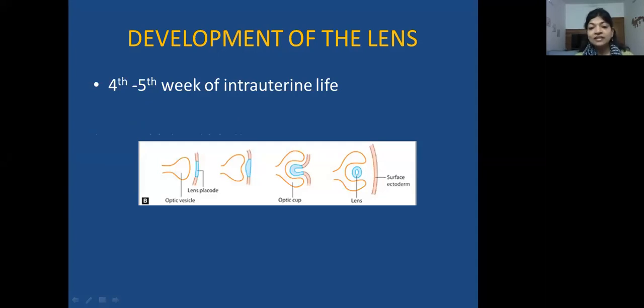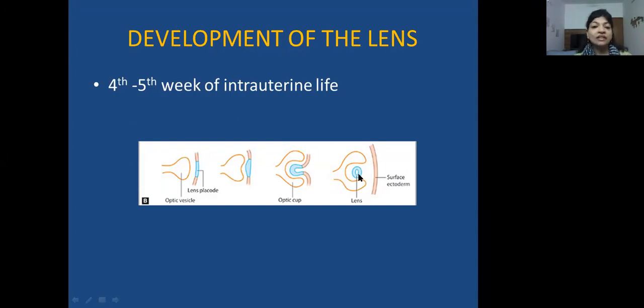And then next, coming to the development of the lens. So how does the lens develop? When the optic vesicle comes in contact with the surface ectoderm, it causes the surface ectoderm to thicken to form something called the lens placode. And the lens placode gradually invaginates, detaches from the surface ectoderm, and forms the lens of the child.